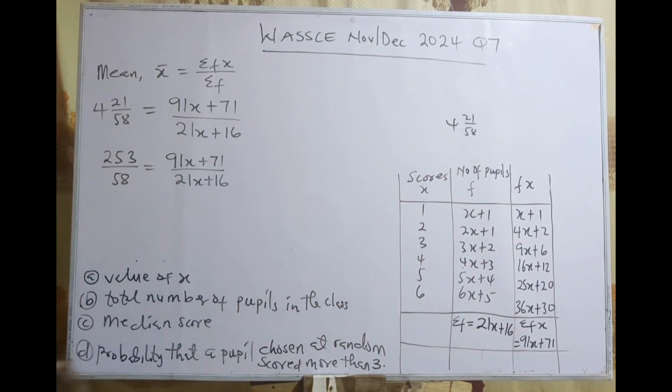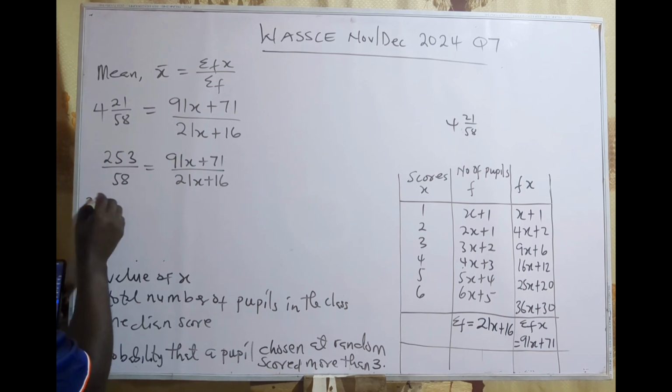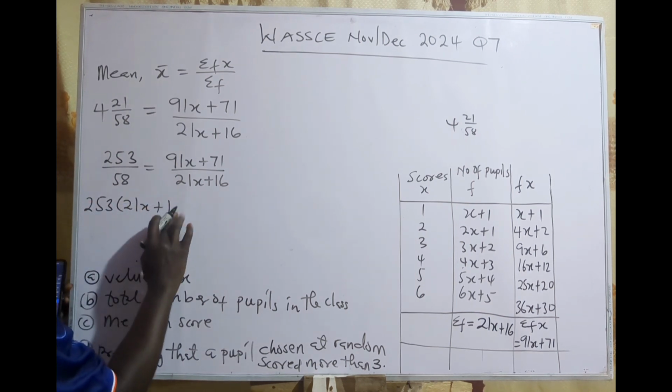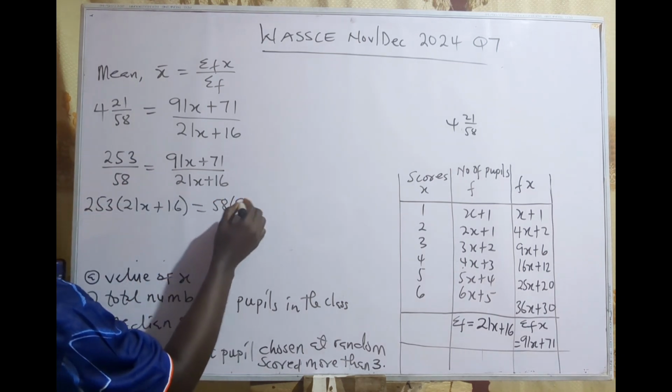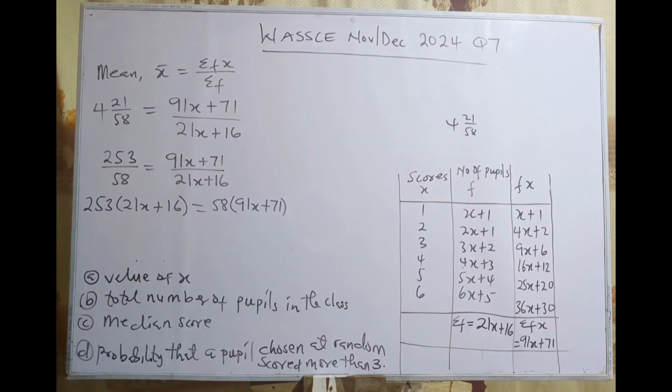Alright, so what we do now is to cross and multiply. So 253 is going to multiply 21x plus 16, equal to 58 is going to multiply 91x plus 71. Alright, and then let's try to expand.